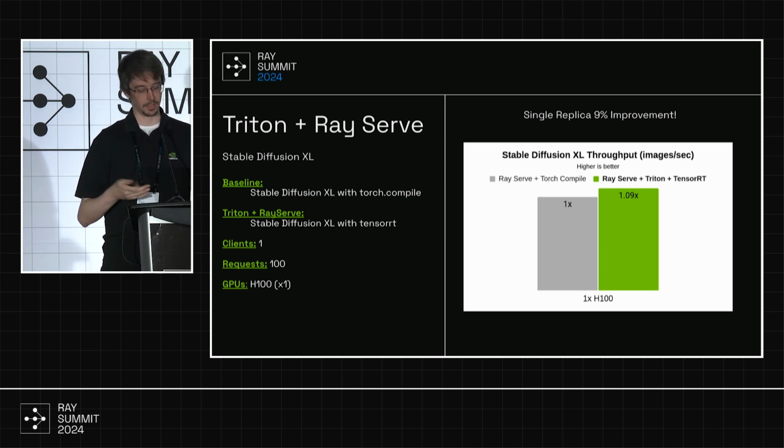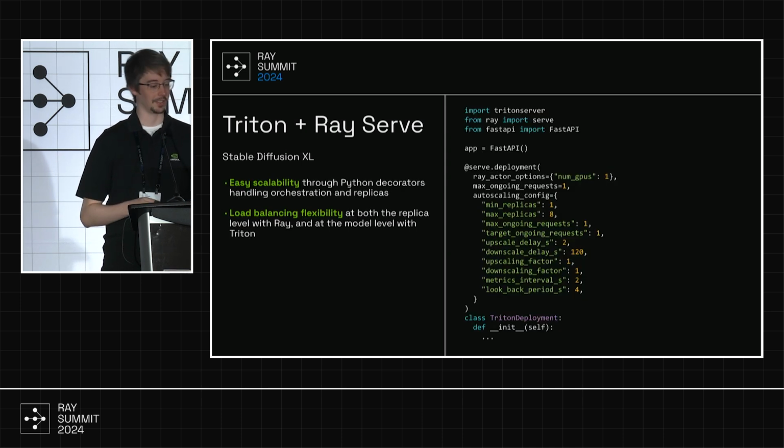Not too shabby, but you may want to know, how do I scale this thing, right? So once again, this is where Ray Serve comes in. Just by changing the decorator that you apply to your deployment, you can define auto-scaling criteria and run with it. You don't need to make any changes to Triton's code. You don't need to make any changes to the inference code. You just redeploy with the same thing, and you get the load balancing flexibility that Ray offers.